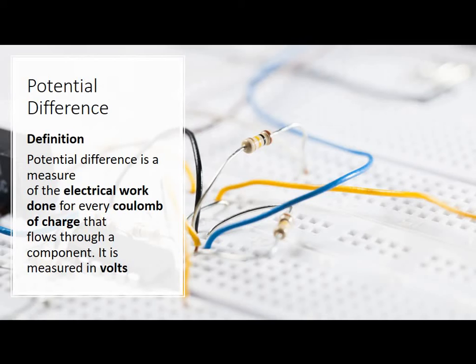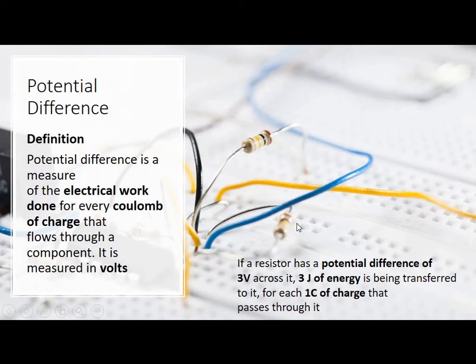So potential difference is just a measure of the amount of work that is being done, the amount of energy that is being put through a component per coulomb of charge. And we measure it in volts. As an example, if we say that a resistor has a potential difference of 3 volts across it, that's how we quote it. What that means is that 3 joules of energy is being transferred to it for every 1 coulomb of charge that is going through it. 3 joules of energy for every 1 coulomb of charge.